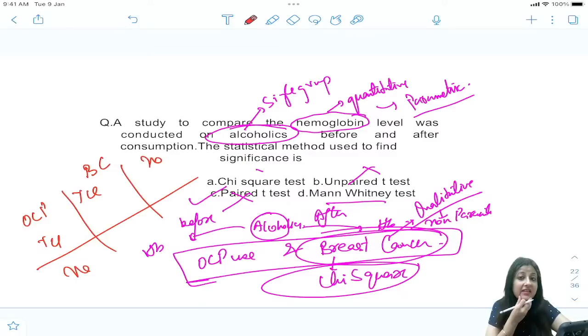Fisher's exact test is used. It's a non-parametric test only, which is used when the sample size is less than 30.